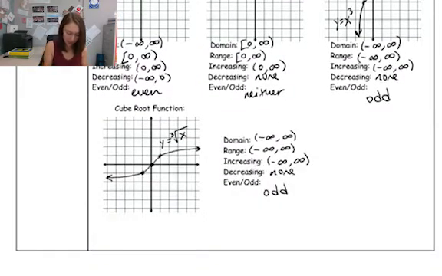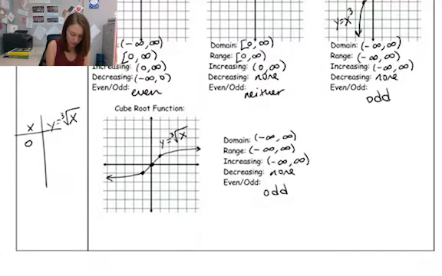And then this one, I'm just going to do a quick table of values so you can see where I'm getting these numbers. So we have the cube root of x. So if x is 0, the cube root of 0 is 0. If x is 1, the cube root of 1 is 1. Then what's the next perfect cube?